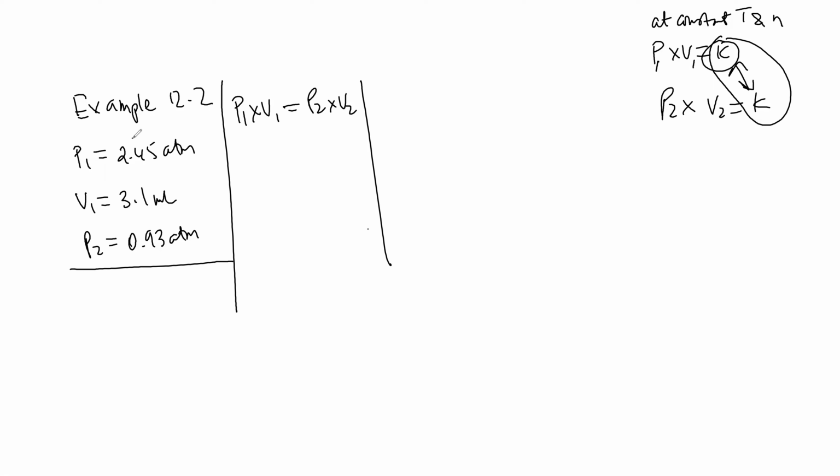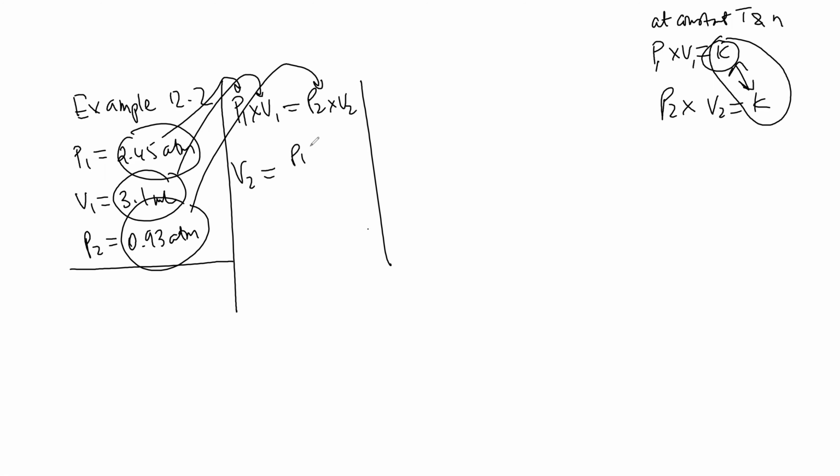Now, what's given here is definitely P1, V1, and P2. All you have to find is V2, which will be P1 V1 divided by P2. All I have to do now is plug the actual values in, 2.45. And let's conceptually predict what's going to happen to the volume V2. Look, I went from higher pressure to lower pressure. So if my pressure decreases, my volume must increase according to Boyle's law. Let's see if we're going to get a bigger volume than 3.1 ml.